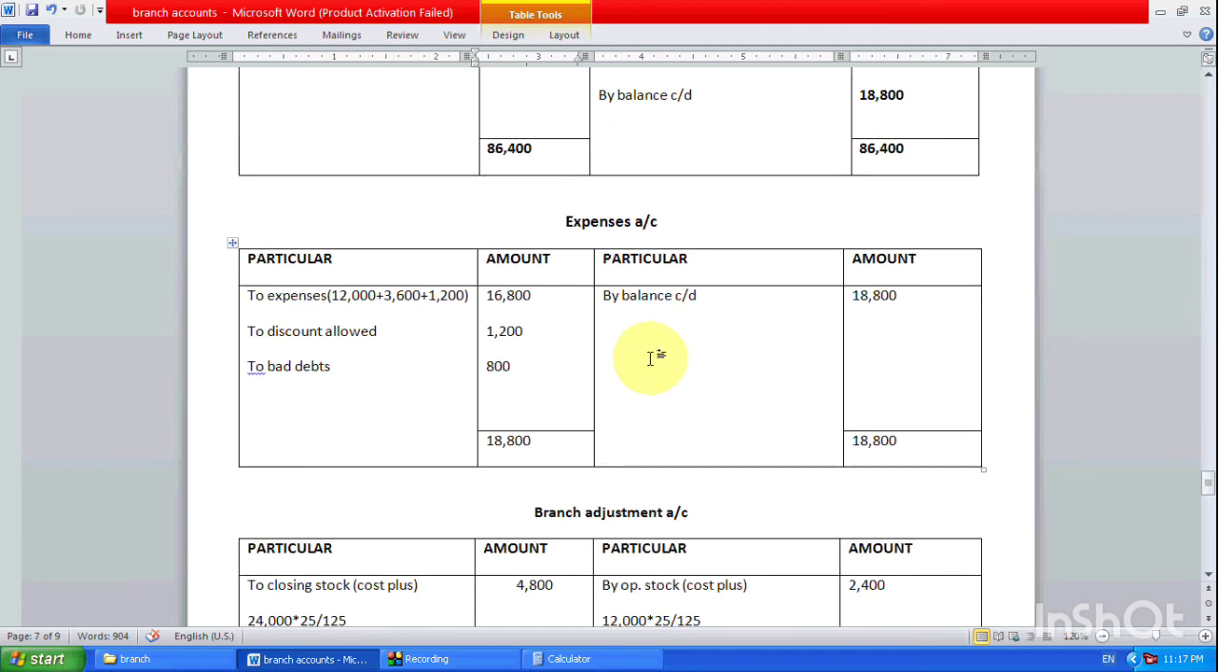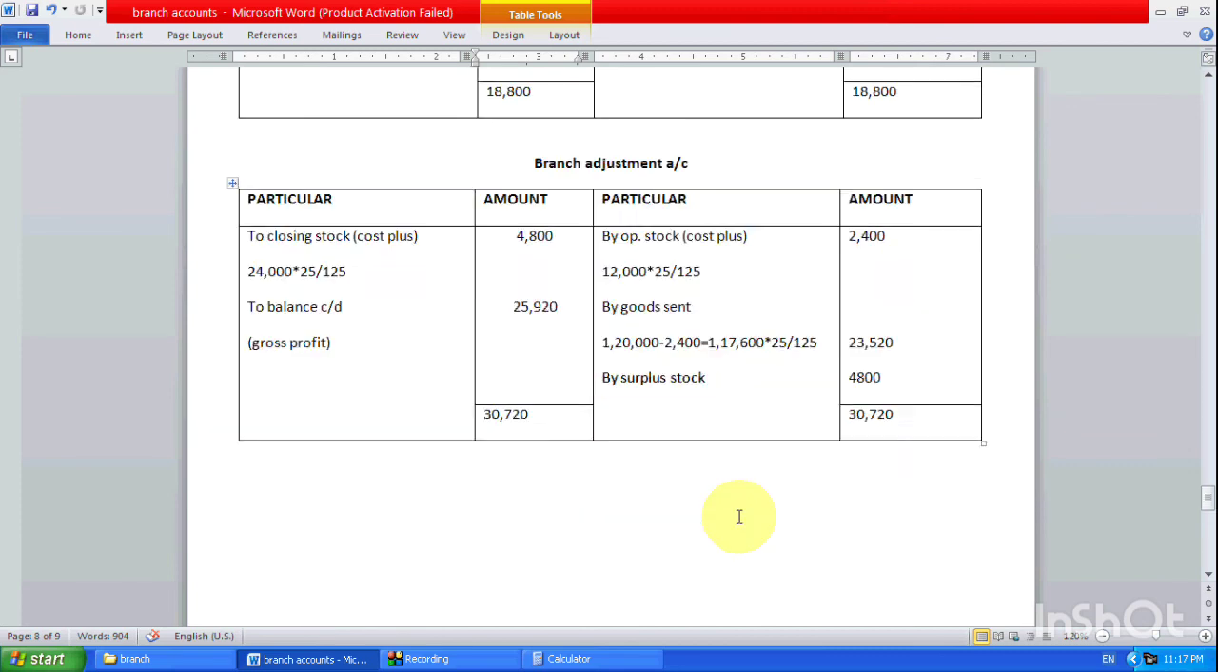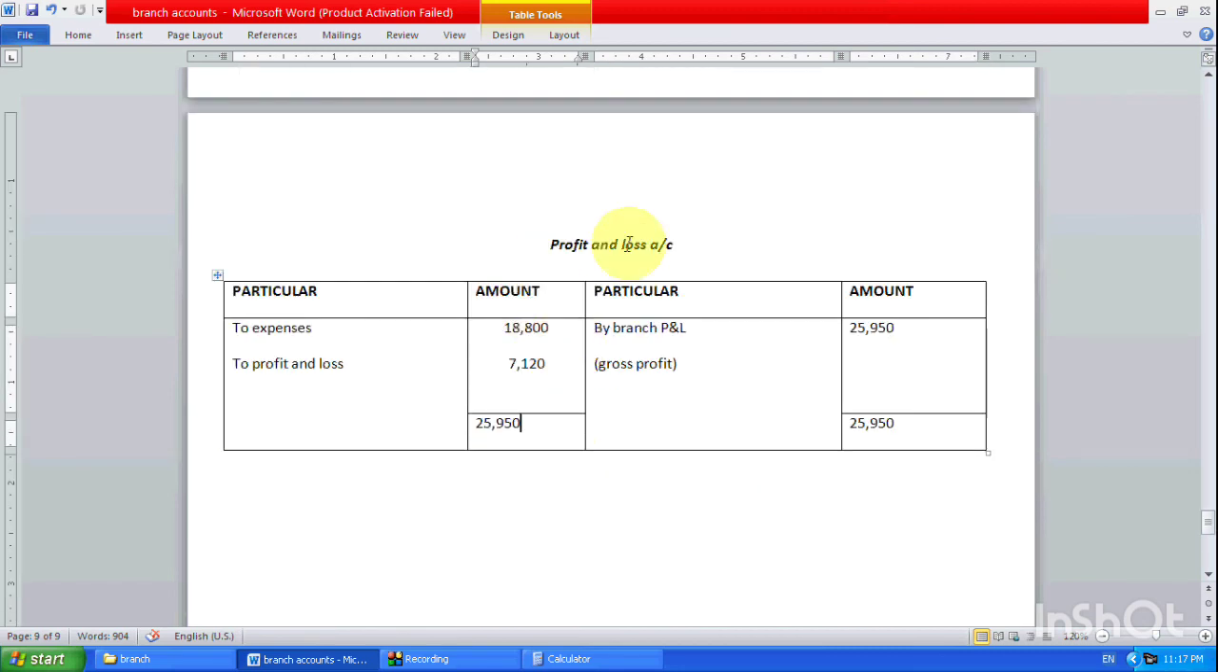So this is how we have to prepare the branch account, branch debtor account, branch adjustment account, branch expenses account, and branch profit and loss account in the books of head office.